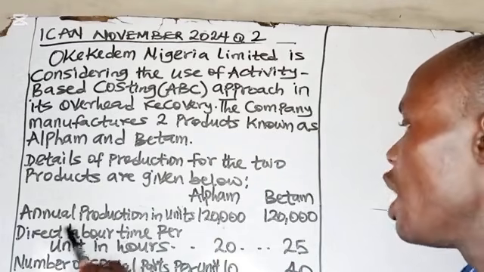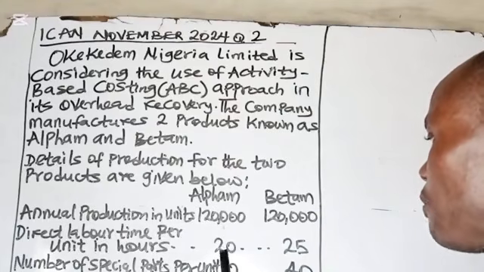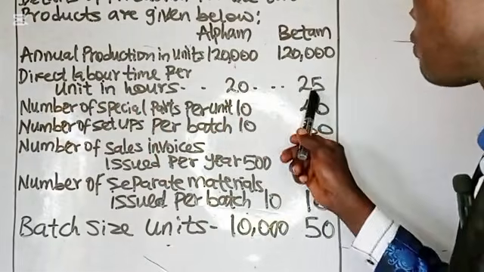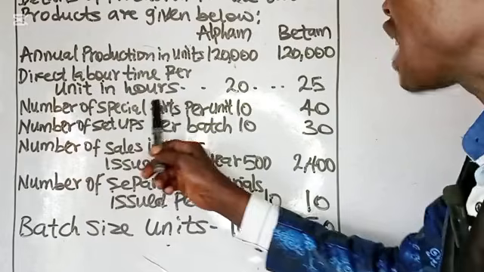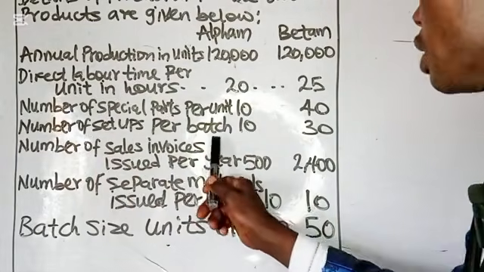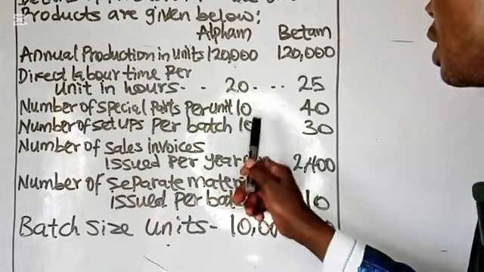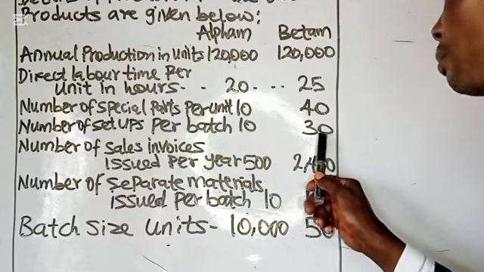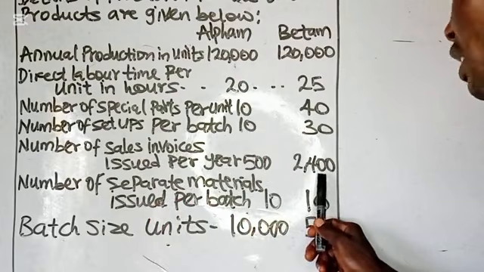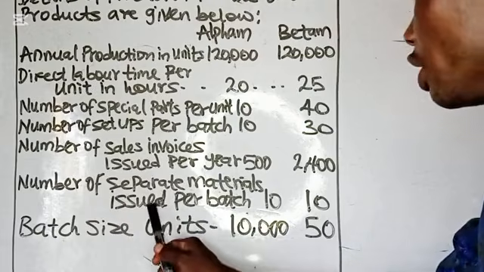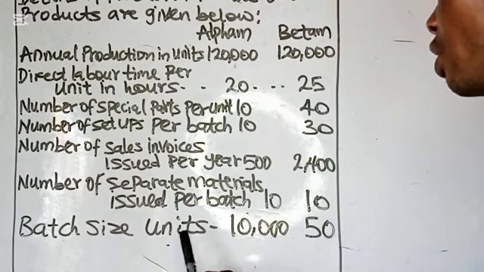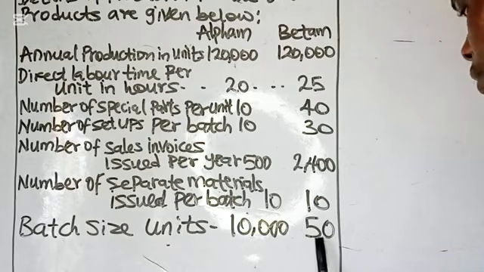Direct labor time per unit in hours 20 for AFAM, 25 for BETAM. Number of special parts per unit 10 for AFAM, 40 for BETAM. Number of set ups per batch 10 for AFAM, 30 for BETAM. Number of sales invoices issued per year 500 for AFAM, 2,400 for BETAM. Number of separate materials issued per batch 10 for AFAM, 10 for BETAM. Batch size units 10,000 for AFAM and 50 for BETAM.